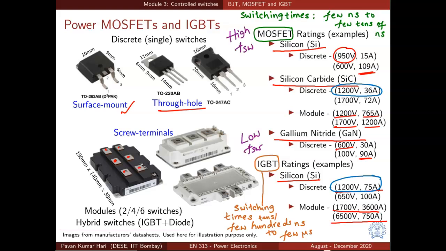And since the MOSFET can switch faster, it can be used in high switching frequency applications, and IGBTs are used typically in low switching frequency applications. Depending on the switching transition times, you can only turn on or turn off a finite number of times in a given second. That is what is meant by the switching frequency.